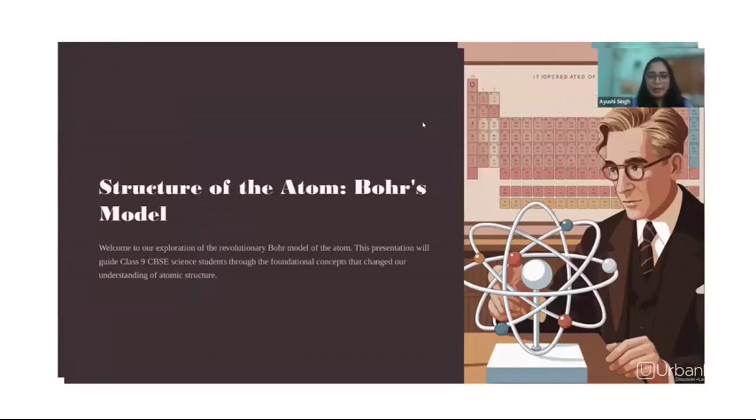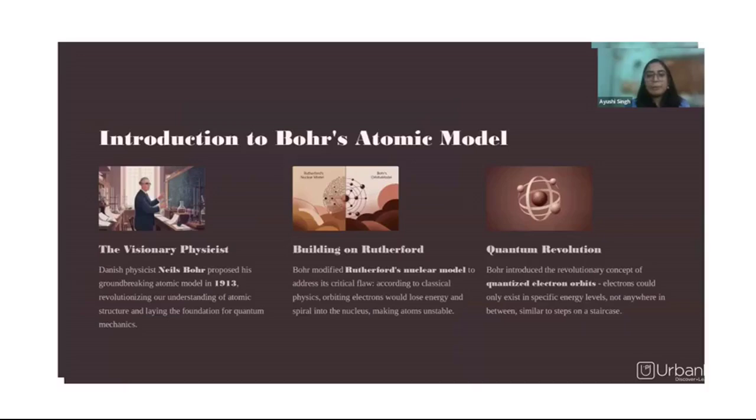Today we are going to talk about the structure of the atom, and here we'll discuss Bohr's model. How he modified what our scientists had already given us about atoms, how he changed a few things to let us know more about atoms. He did his experiments around 1913, and he built on what Rutherford had already suggested.